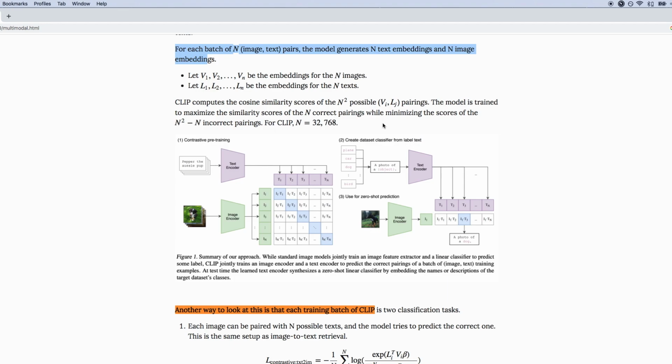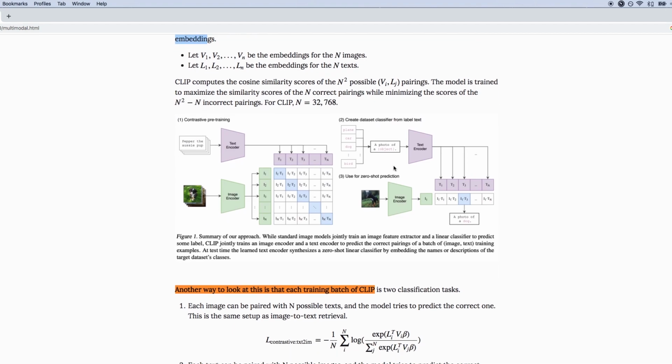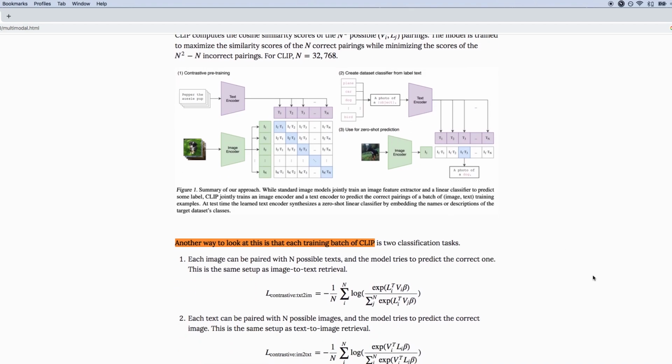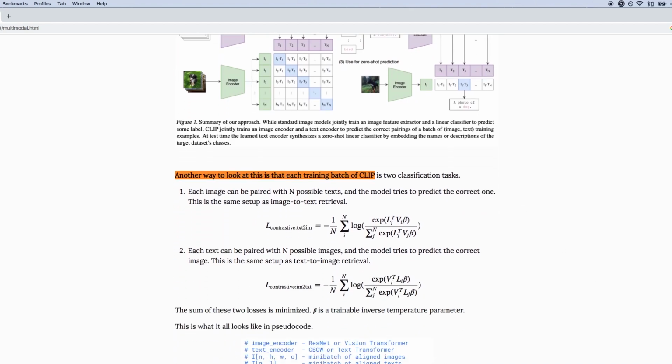CLIP computes the cosine similarity scores of the N² possible (vi, lj) pairings. The model is trained to maximize the similarity scores of the N correct pairings while minimizing the scores of the N² - N incorrect pairings. For CLIP, N equals 32,768. Another way to look at this is that each training batch of CLIP is 2 classification tasks. Each image can be paired with N possible texts, and the model tries to predict the correct one.